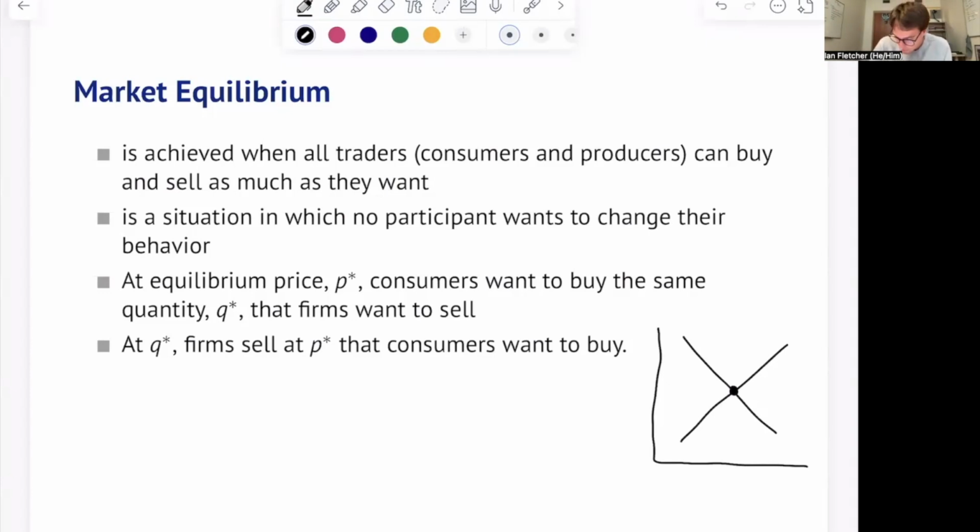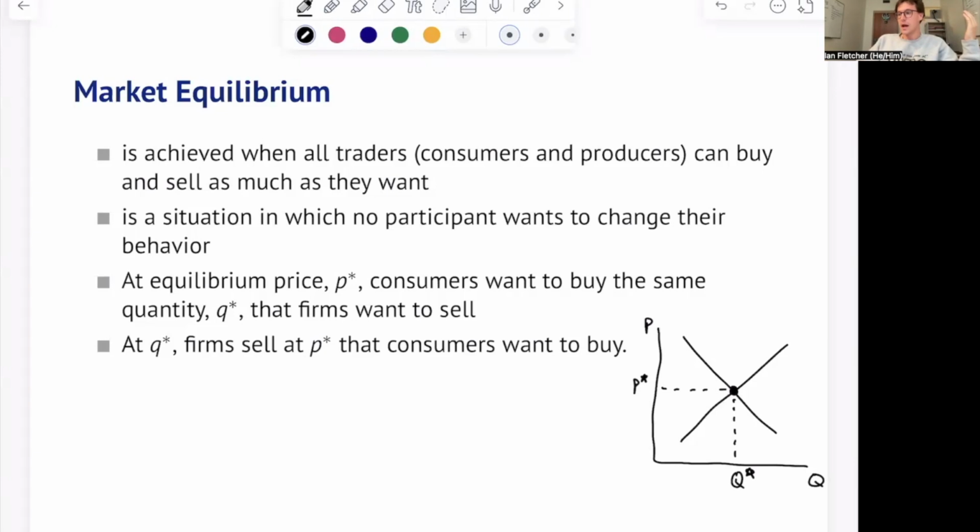So whenever we have this combination, the equilibrium values are denoted with stars. It's just a fancy way of saying that these are the important prices and these are the important quantities. At P star, consumers want to buy the same quantity Q star that firms want to sell, and vice versa. At Q star, firms sell at the price that consumers want to buy. We also call this a market clearing equilibrium, which means that everybody in the market is going to walk away with everything that they need, right?